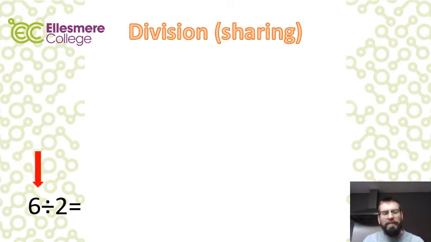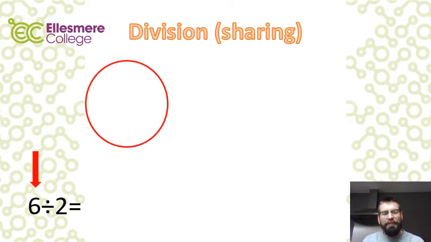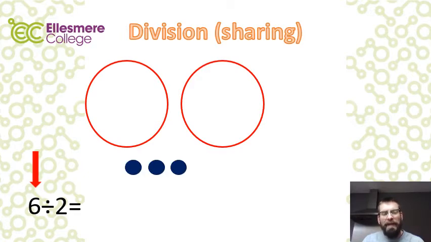In this sum, we're sharing into 2. So we're going to draw 2 circles. After that, we're going to look at the number that we're sharing out, which is 6. So we've got our 2 circles. You could use counters for this, but sometimes it's easier just to do it on paper. I've got my 6 to share out here.